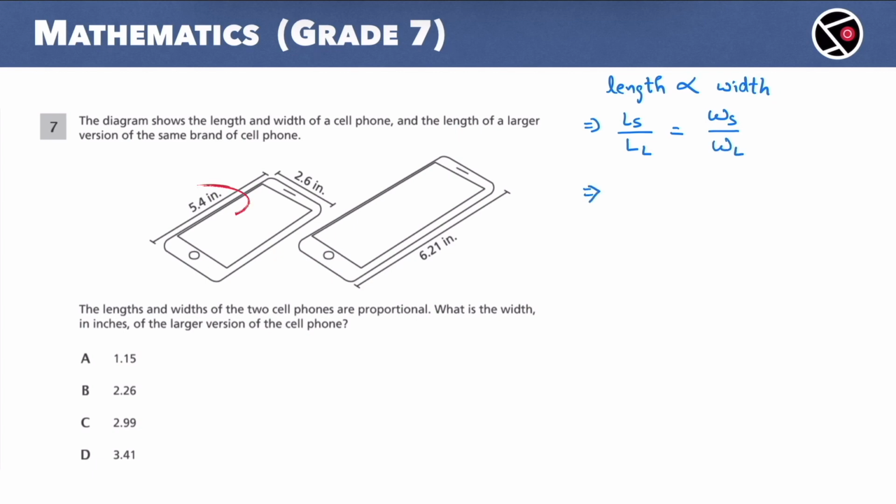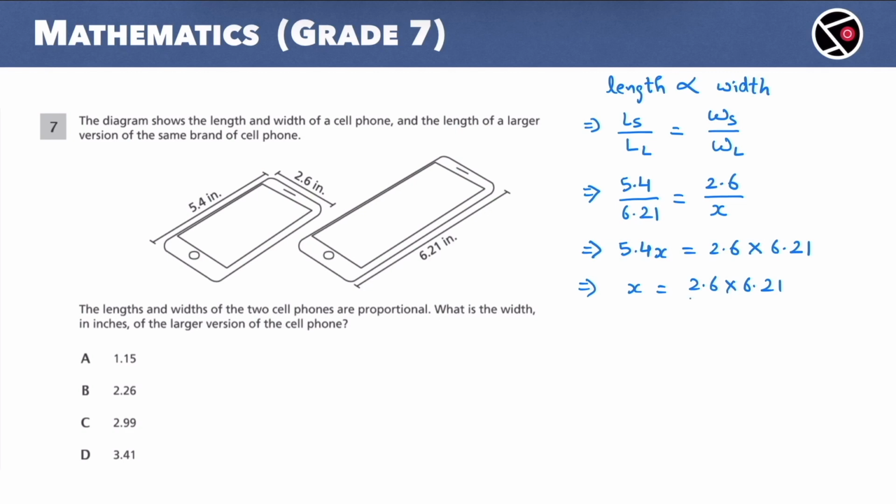The length of small phone is 5.4. The length of larger phone is 6.21. The width of smaller phone is 2.6. The width of larger phone is unknown. Let's call it x. So we have 5.4x equal to 2.6 times 6.21. x is 2.6 times 6.21 divided by 5.4.